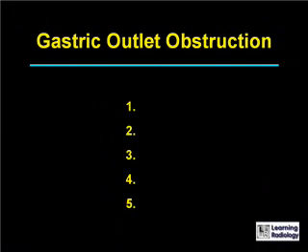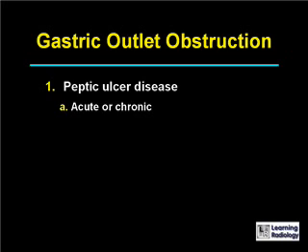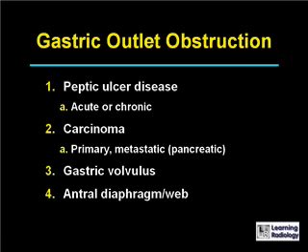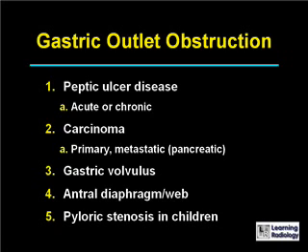The differential diagnosis is for gastric outlet obstruction. There are 5 main causes. The 5 main causes for gastric outlet obstruction are peptic ulcer disease, acute or chronic, carcinoma of the stomach, primary, metastatic, such as from the pancreas, gastric volvulus, an antral diaphragm or web, and in children, pyloric stenosis.